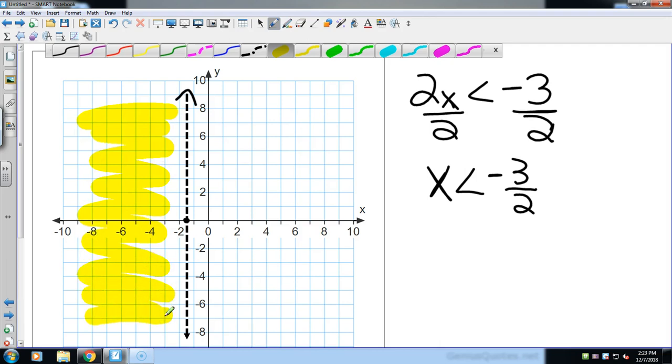All right, so we have to remember dashed line or solid line, and then we have to shade. If it's horizontal, up for greater, down for less than. If it is vertical, to the left for less than, to the right for greater.